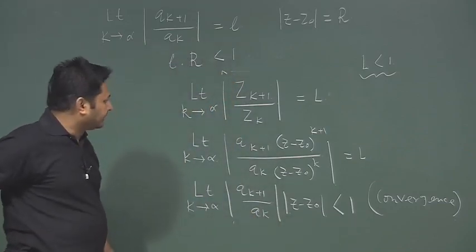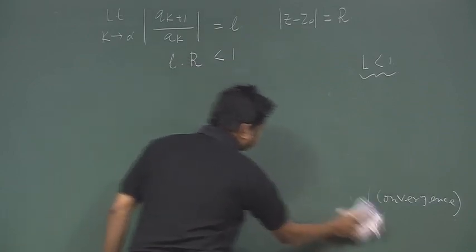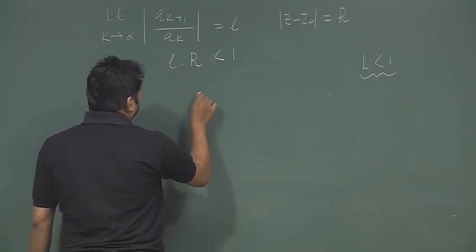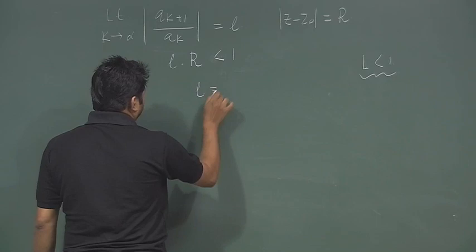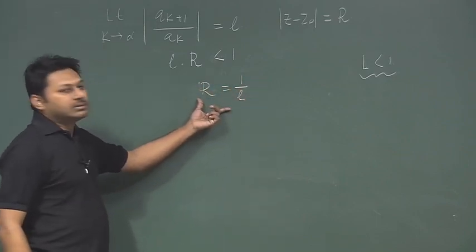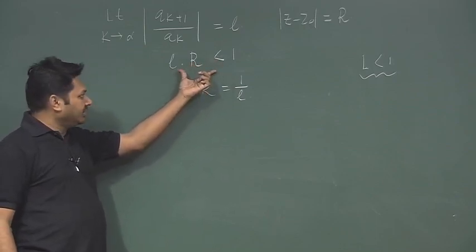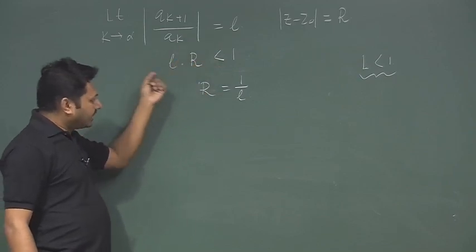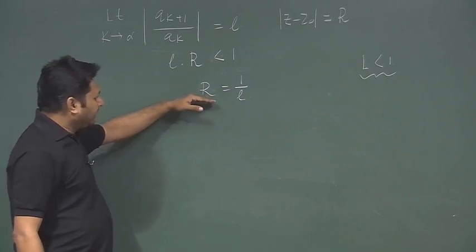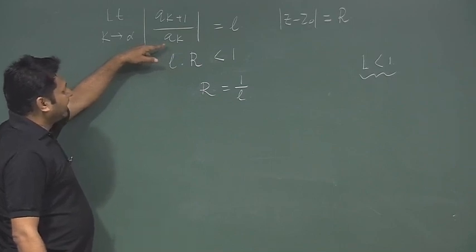I can say the limit of the radius of convergence is R equal to 1 by l. This is the limit, because as long as l R is less than 1, it is convergent. So when it is equal to 1, that is the limit for which the series is convergent. That means the radius of convergence is essentially 1 by l, when 1 by l is defined.